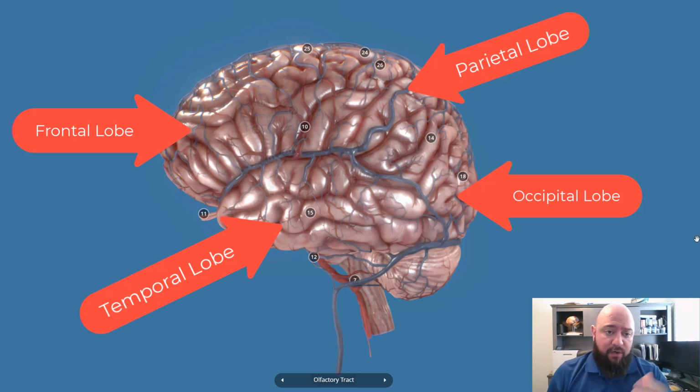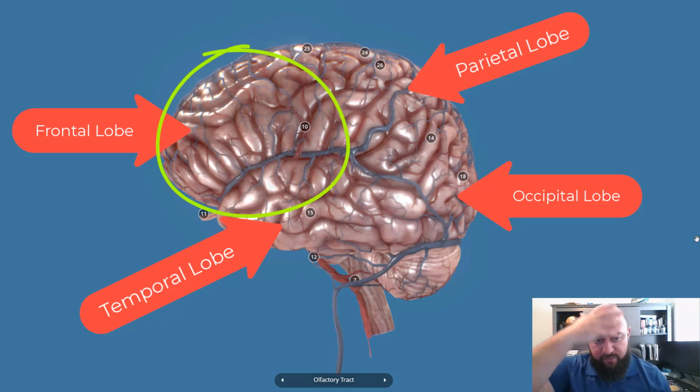So we'll start off with the frontal lobe, which is this frontal region here of the brain. And we like to call this the executive center. If you think about what it means to be an executive of a company, for example, that means the executive is a person who makes all the decisions and they're in charge. And that's kind of what the frontal lobe is. You make all of your decisions in the frontal lobe.